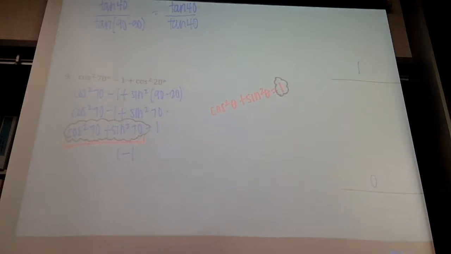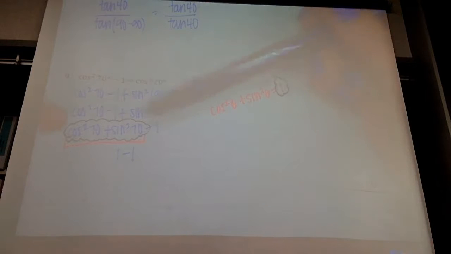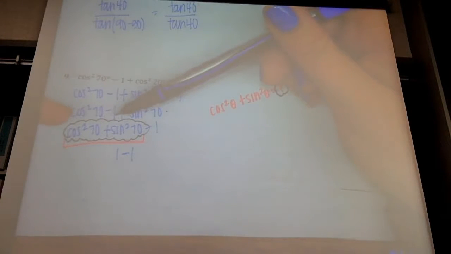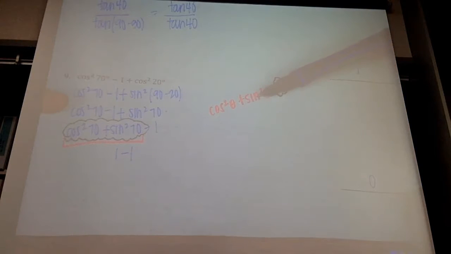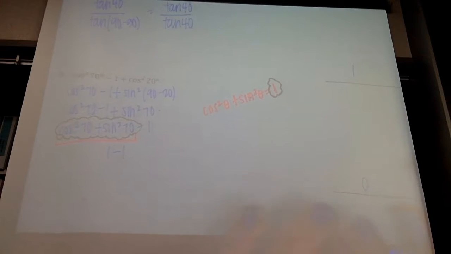Now, is that the only way to solve that problem? No, you can solve it a bunch of different ways, actually. That's just one way of solving it. You could have also recognized that cosine squared 70 minus 1, you could rearrange that, and you would actually get negative sine squared 70. And so you'd have negative sine squared 70 plus sine squared 70, which would cancel. There's just a bunch of different ways that you could rearrange this.